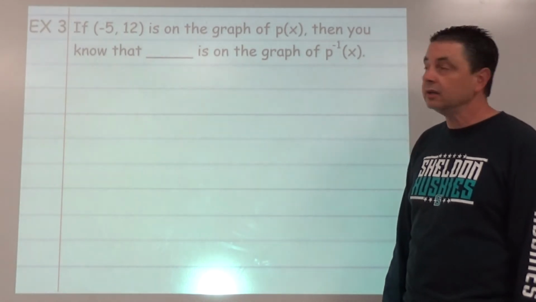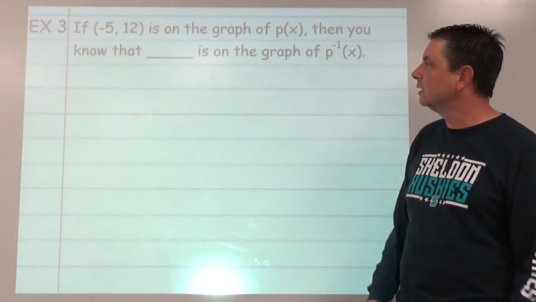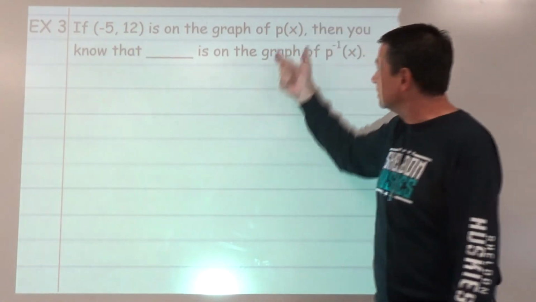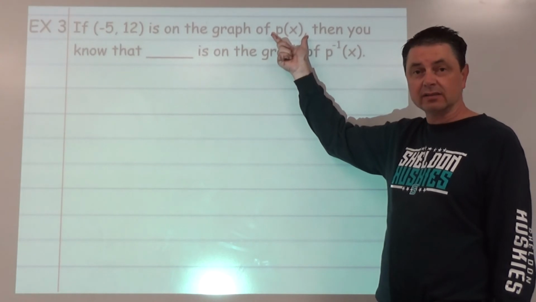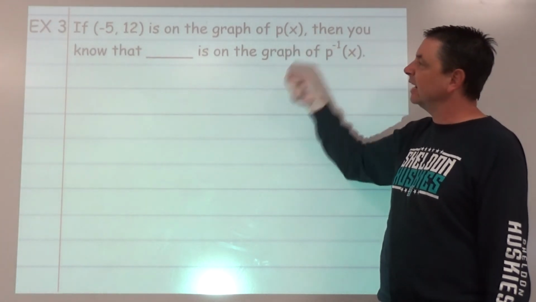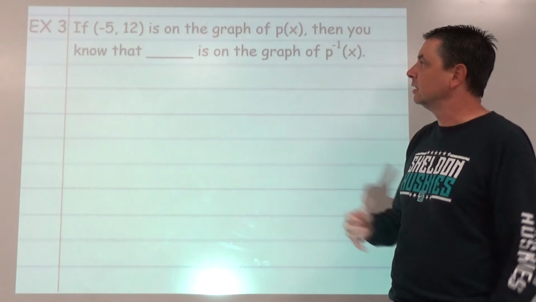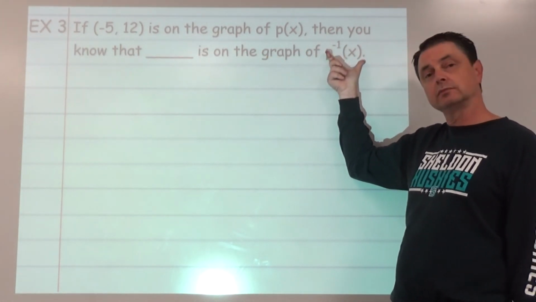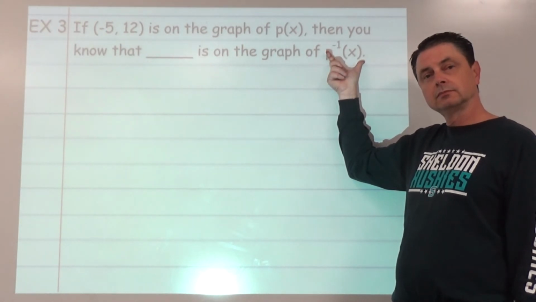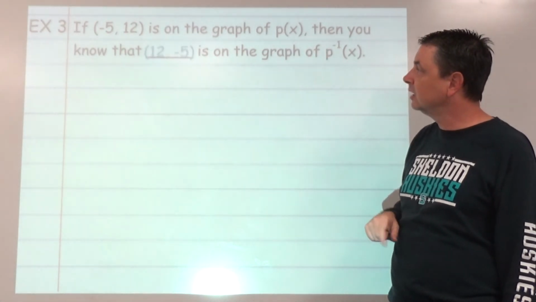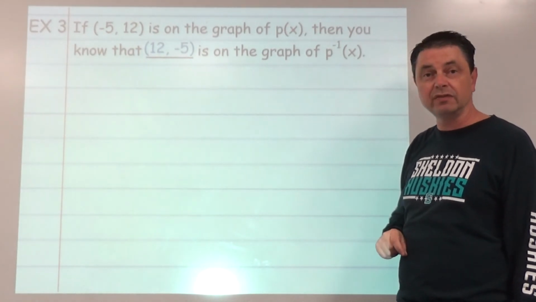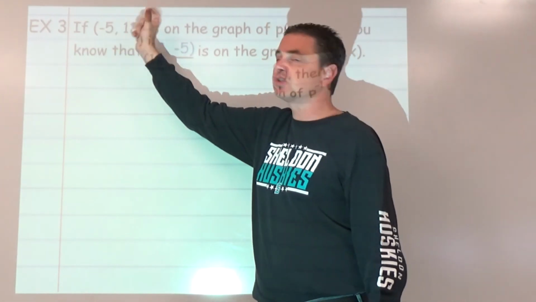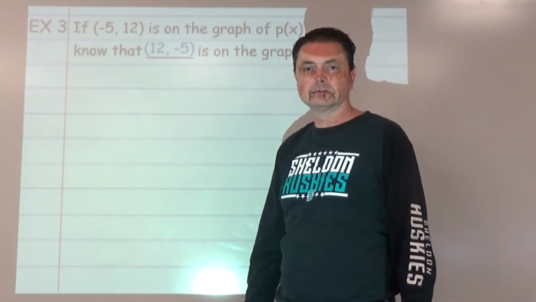Example number 3, based on that idea, if we knew that negative 5, 12 was a point on the graph of p of x, then that would guarantee you would know what point is on the graph of its inverse. Well, it would have to be 12, negative 5. The reflection across the line where we switch the x and the y.